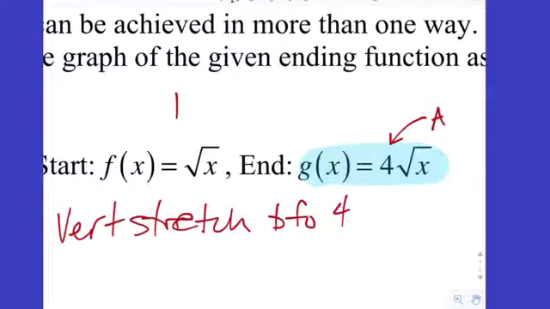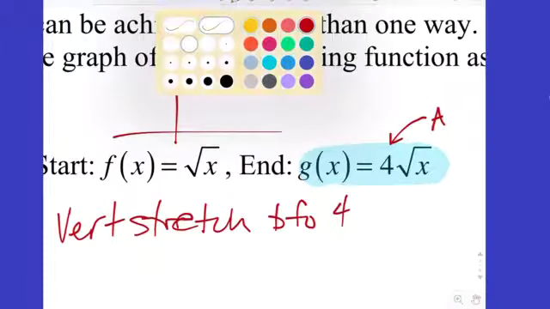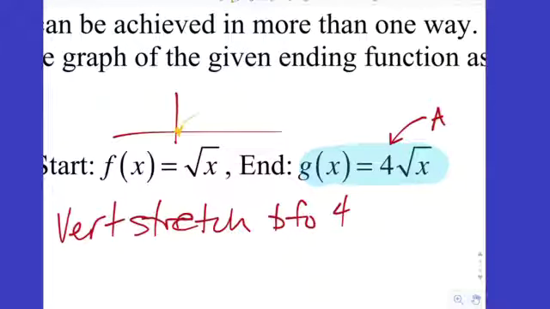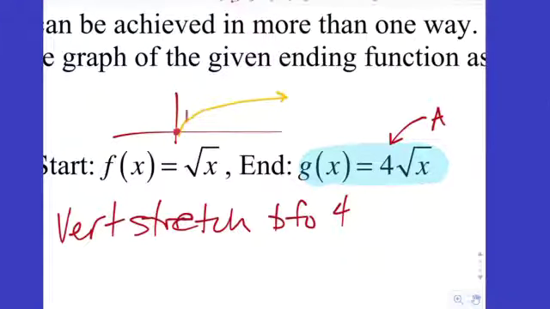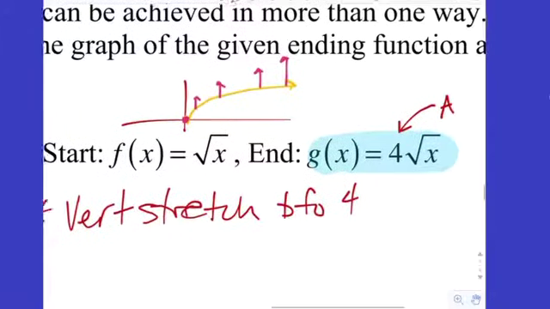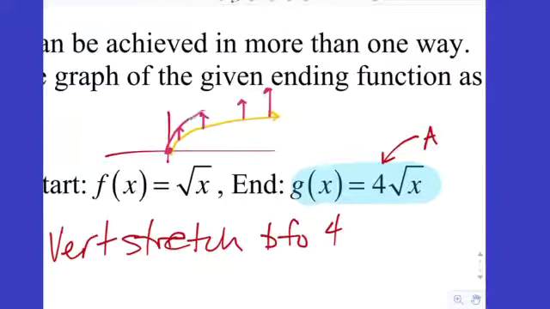Now, if you want to look at that, let's do the parent function here. I'll do it kind of in a mustard yellow. Square root of x would look like that. If you vertically stretch it by a factor of 4, 0 is going to stay 0. That one goes up a little bit. That goes up a little bit more. That goes up a little more. That goes up a little bit more. Okay, the bigger the y value, the more it moves. So it ends up looking like that.